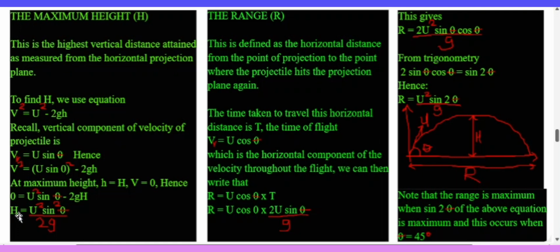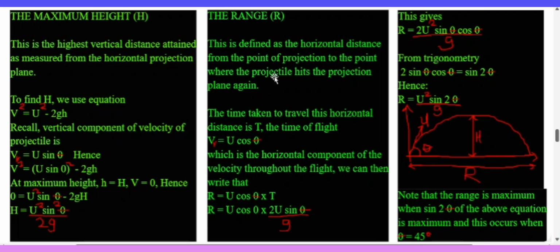Then we divide both sides by 2g. That will give us h, equals capital H, equals u squared sine squared theta, all divided by 2g. All right, so this is an equation or a derivation that we can always use whenever we want to calculate the maximum height reached.